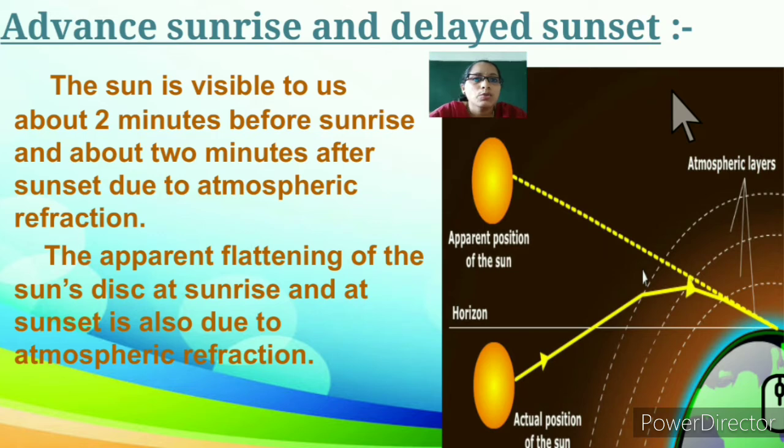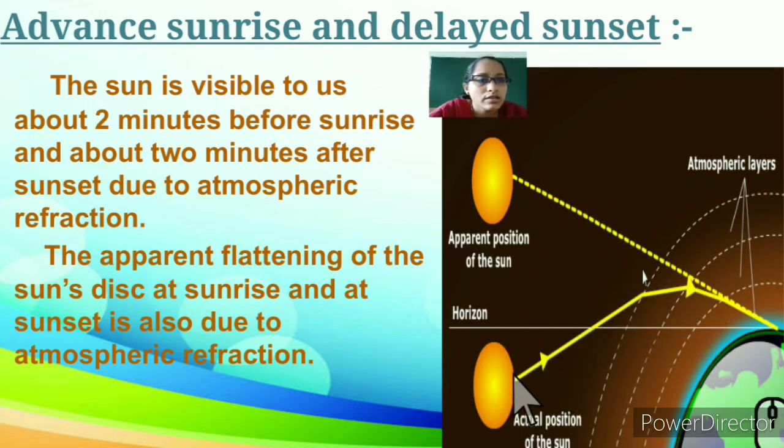Let's understand advanced sunrise and delayed sunset. So what does that mean? That advanced sunrise and delayed sunset, we can see the sun 2 minutes before the sunrise, and about 2 minutes after the sunset too, we are able to see the presence of the sun due to atmospheric refraction. It is the horizon. You can see here the actual position of the sun.